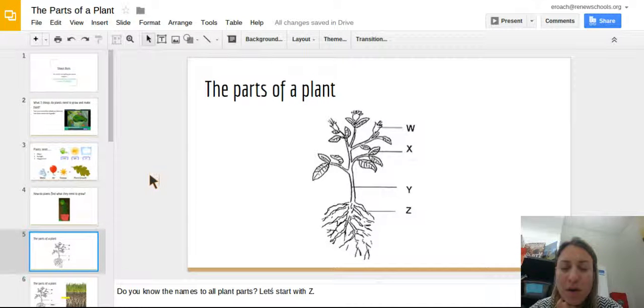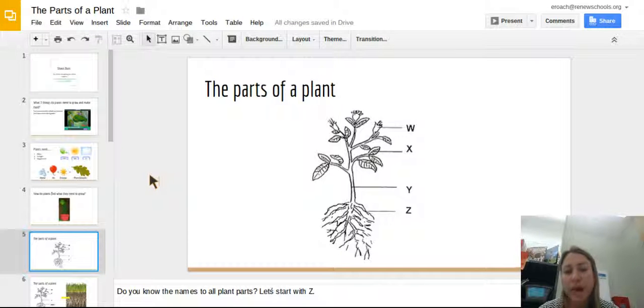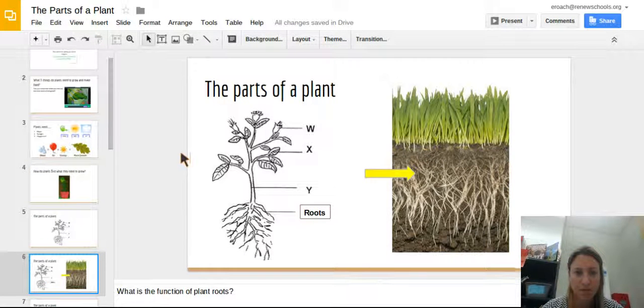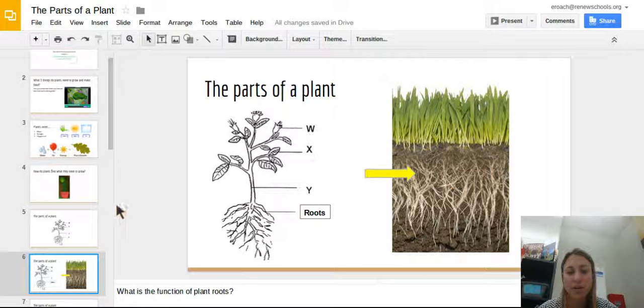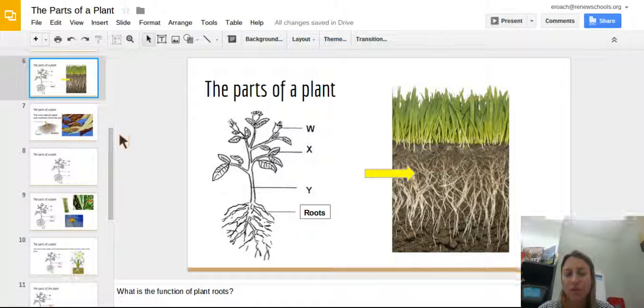First, let's start off with the structure or the parts of the plant. Do you remember all of the names to all of the plant parts? Let's start with Z. What is the structure of the plant labeled by the letter Z? The correct answer that you should have already seen from Educated was roots. Here's another diagram of the roots. What is the function or the job of the plant's roots? Make sure you're writing in complete sentences into Educated.